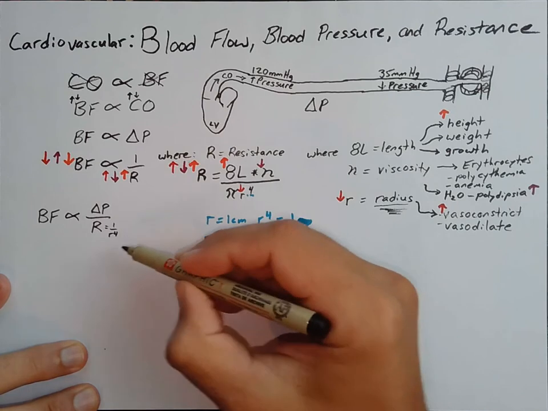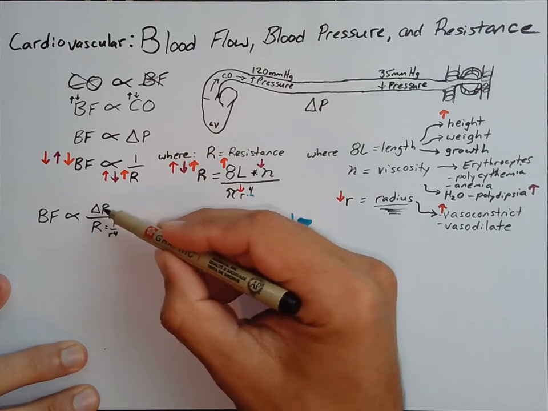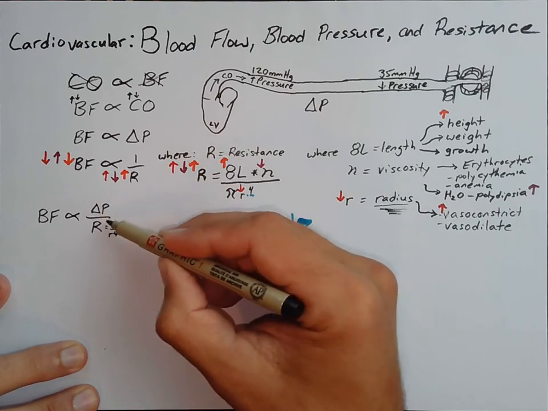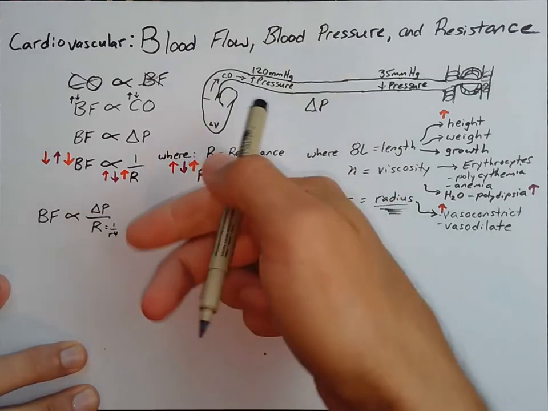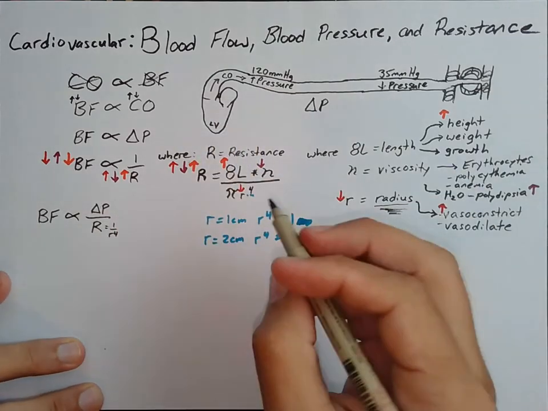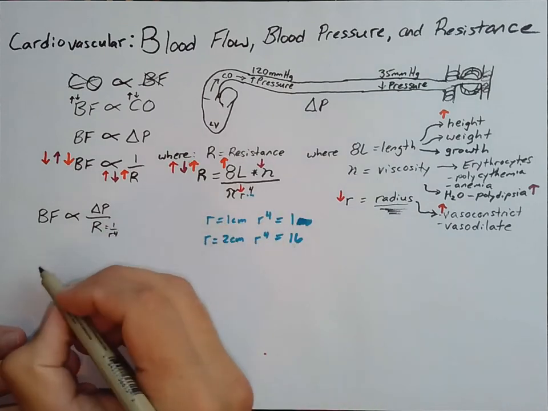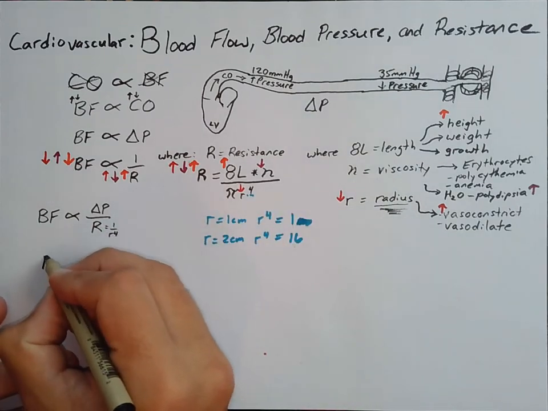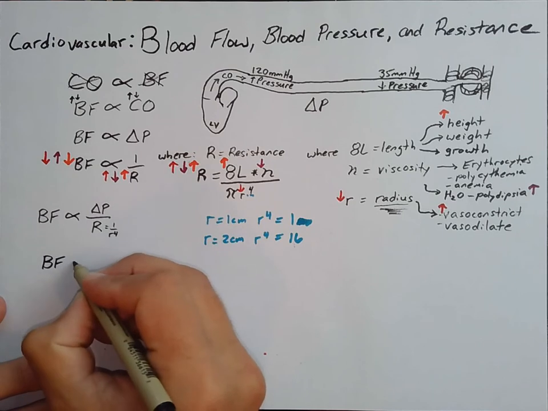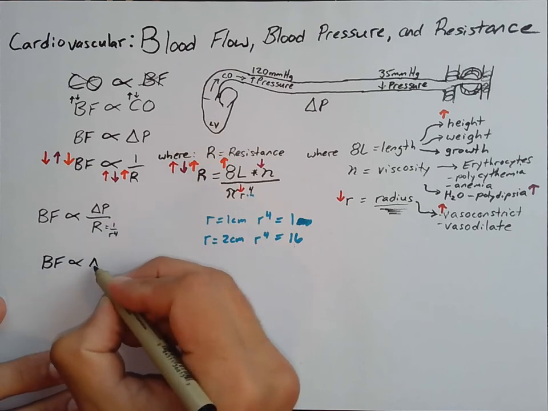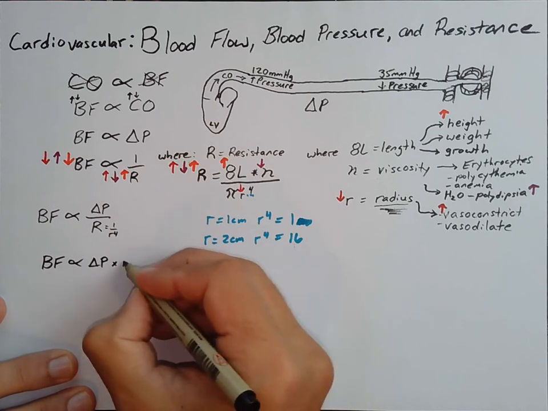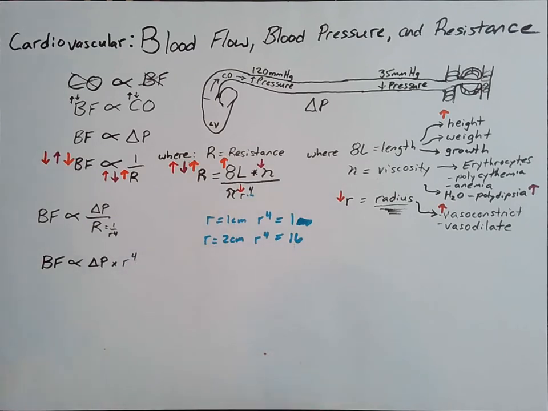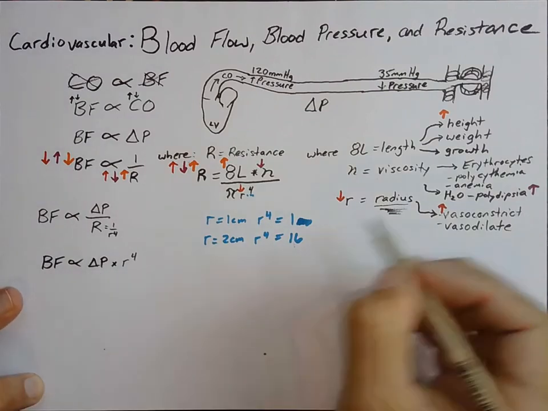Now, you can't have delta P over 1 over r to the fourth, so we need to flip all of this around, if you remember your pre-algebra. So if we wanted to write this out, we can just say blood flow is proportional to delta P times r to the fourth. This comes out much easier to understand.